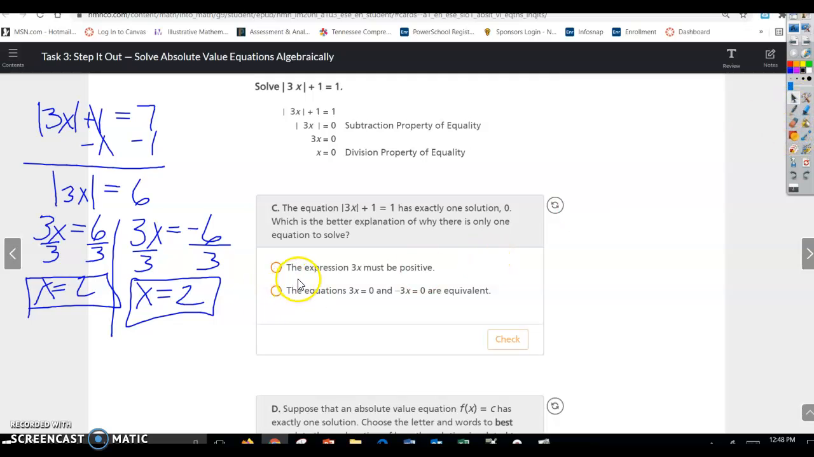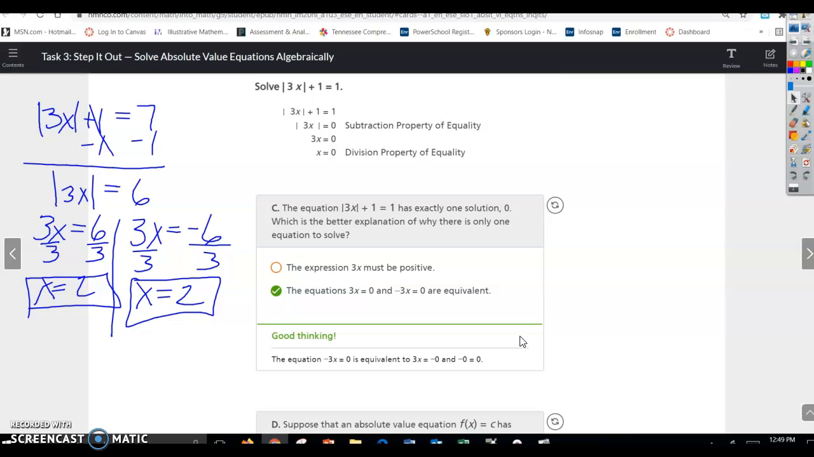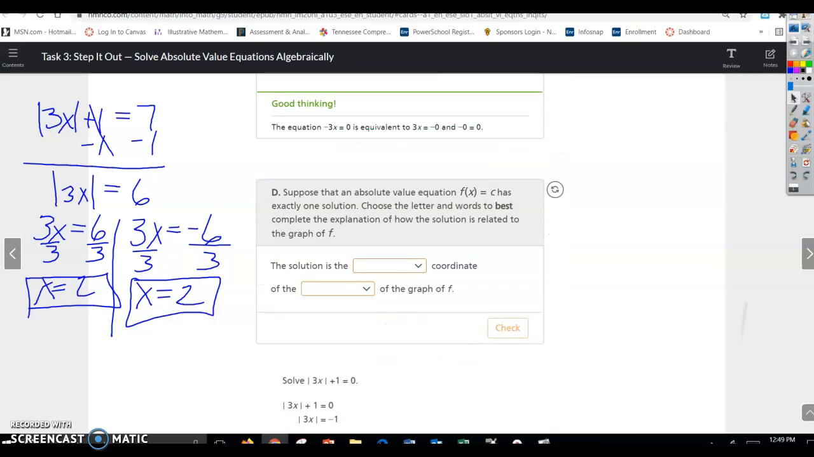All right, so let's see what it says. The expression 3x must be positive. The equations 3x equals 0 and negative 3x equals 0 are equivalent. All right, because those two are both set equal to 0. Doesn't matter if you divide by 3 or negative 3, you're still going to get 0, which is one solution.